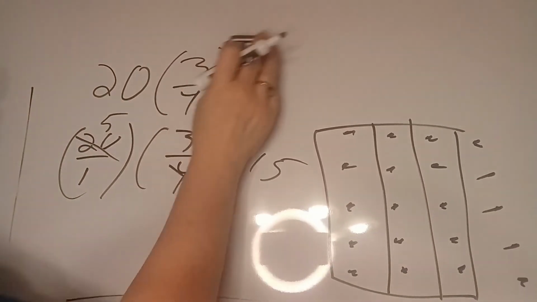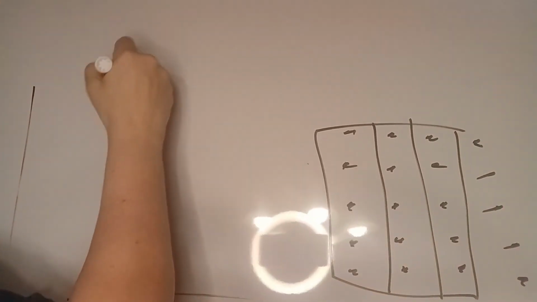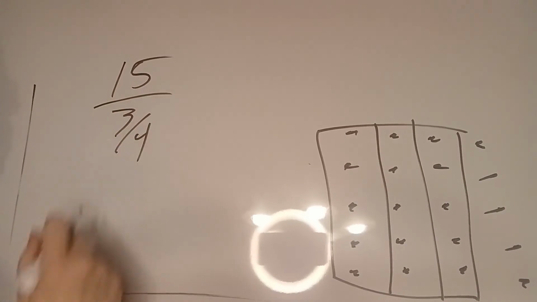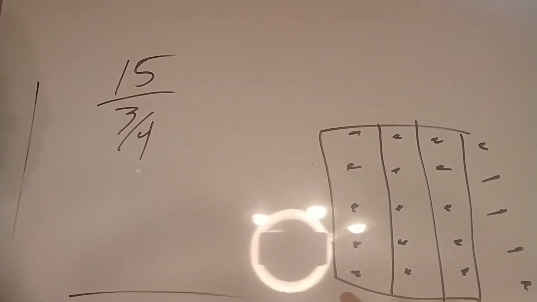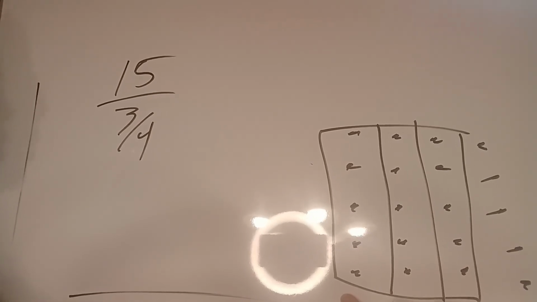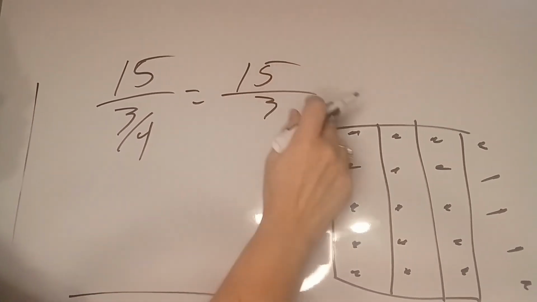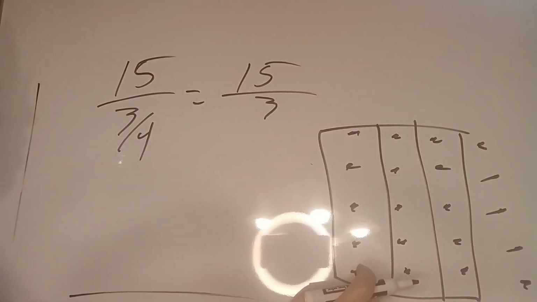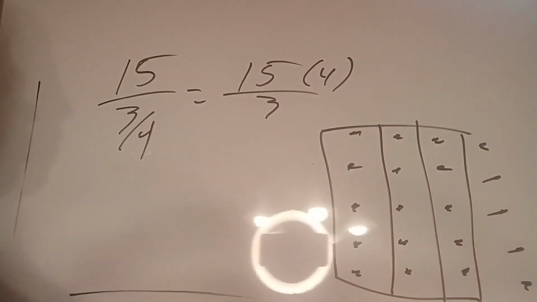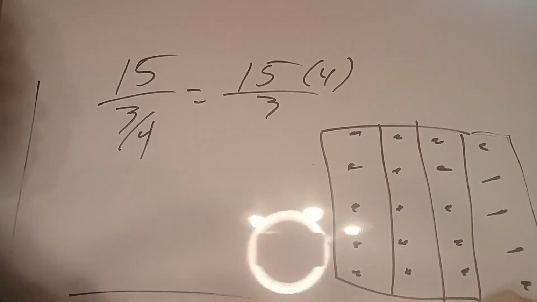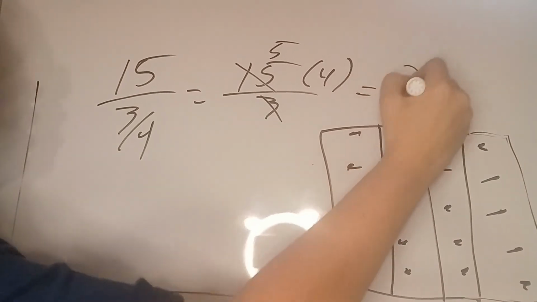Now let's go the other direction. Let's do the division. 15 divided by 3/4. So we've got the 15. We know that is 3 out of 4. So we divide that 15 by 3 to find how many dots in one of the rectangles. And then we multiply this by 4. So we get the whole thing, and we get our 20 back.